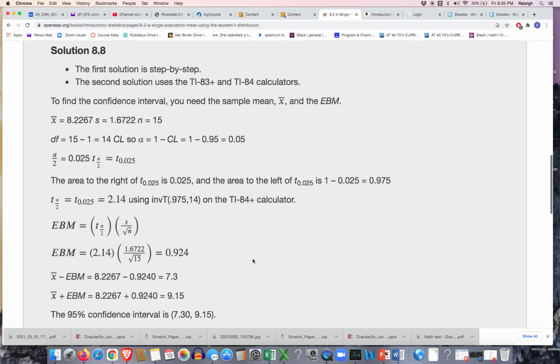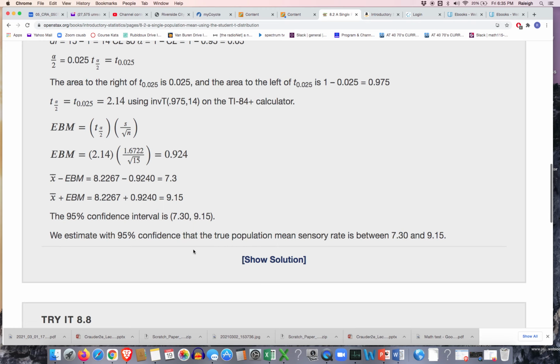And so as you take the mean and add and subtract, just like you would with z, very much a replay of before. And here's the mean, 8.2, plus or minus about 0.9. Not surprisingly, you get to about 7.3 on the low end and 9.15 on the high end. And that is your confidence interval, for which you will be 95% confident that the true population mean in the long run would land between those two bounds.